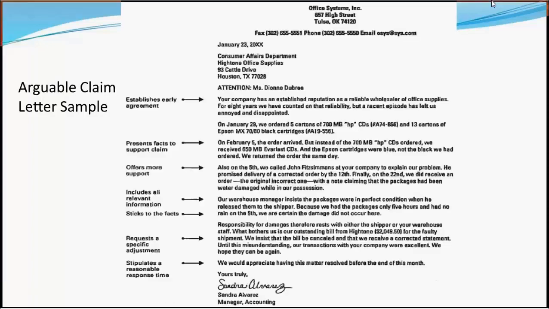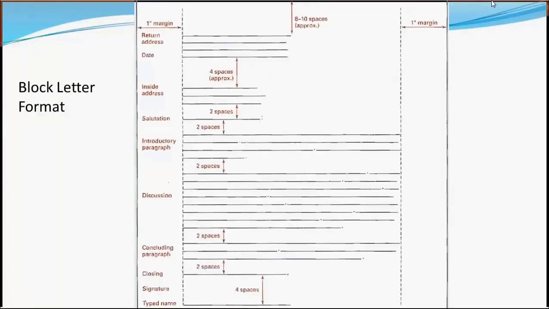And here is the block letter format. Basically, this is the way letters are, okay? What comes here is the logo, okay? All right, so this is a margin, of course, margin, the logo, date, some spaces, about 4 spaces, 4 lines, okay? Then inside address, then 2 spaces, salutation, dear or whatever, then 2 spaces or 2 lines really. Introductory paragraph, 2 lines, discussion, 2 lines, concluding paragraph, 2 lines, closing.